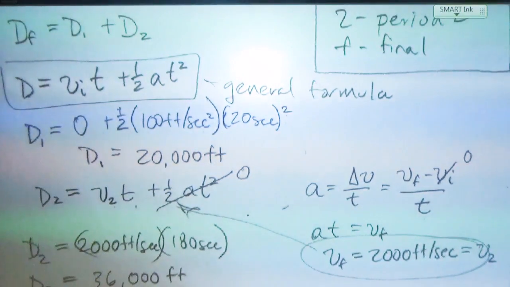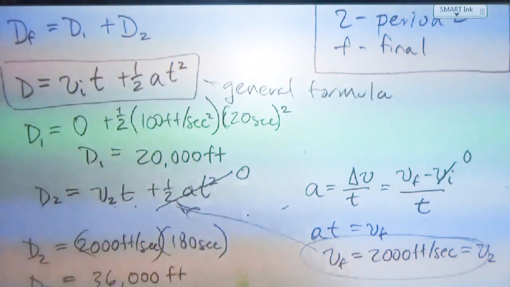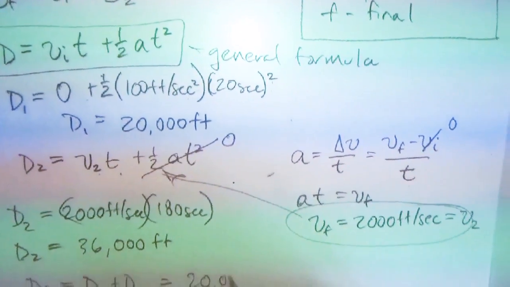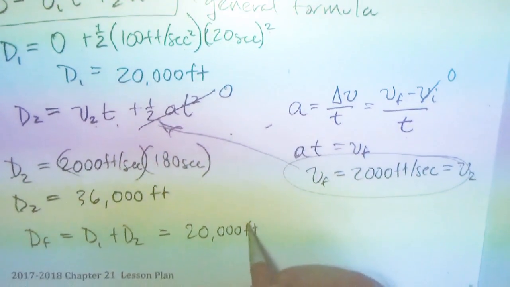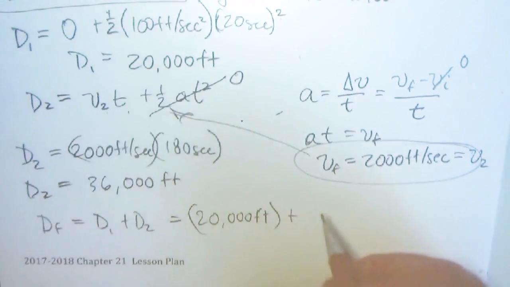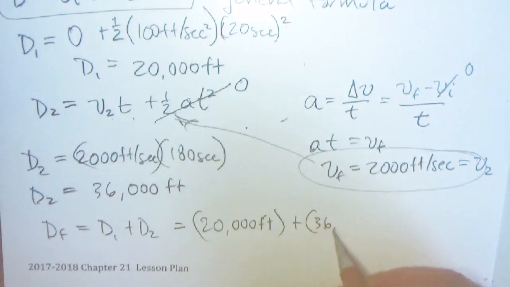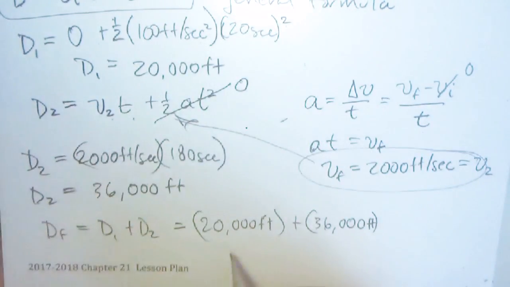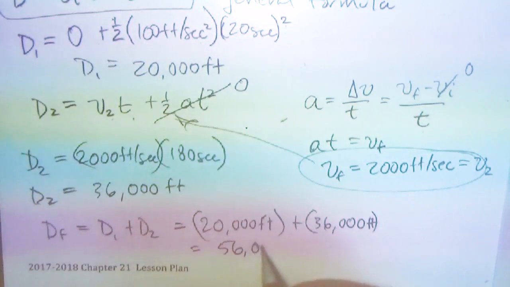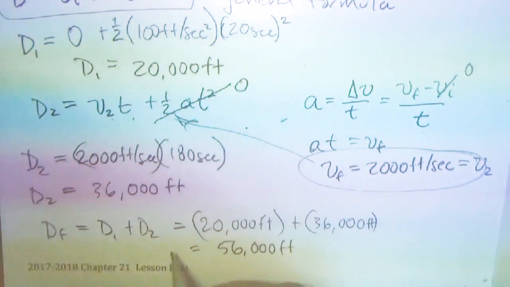So the final, as we said, is D1 plus D2. D1 is 20,000 feet plus D2, 36,000 feet, and that's 56,000 feet.